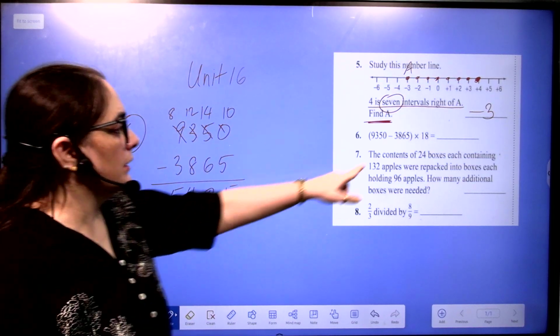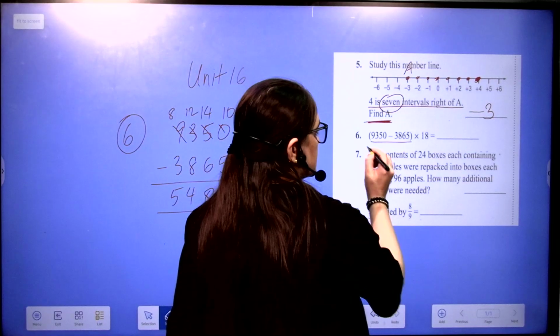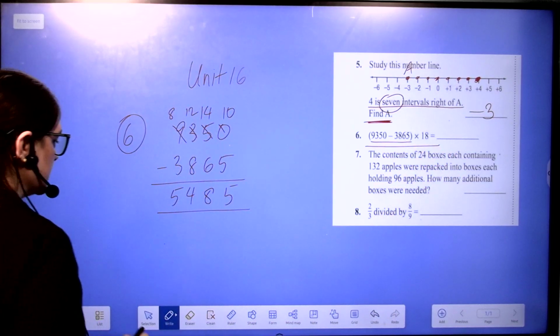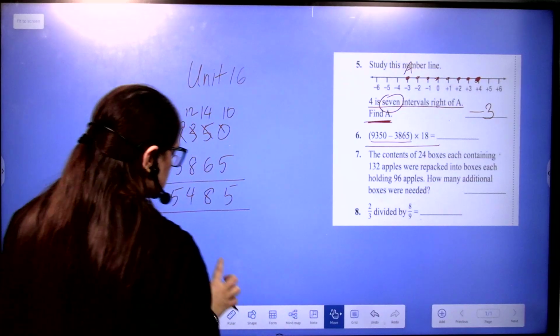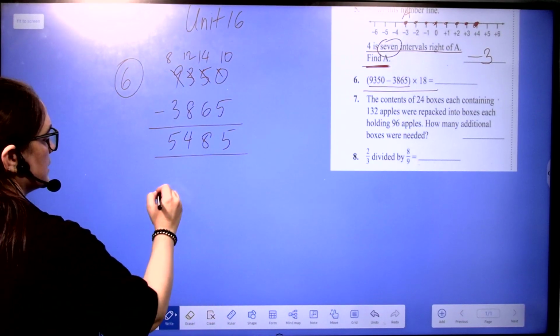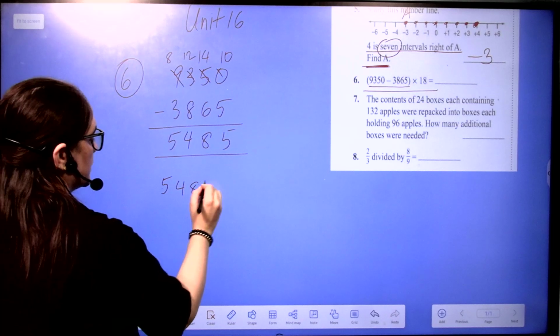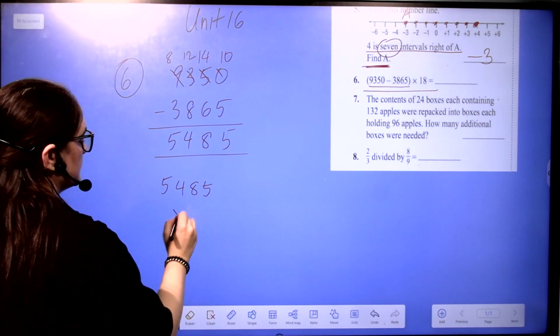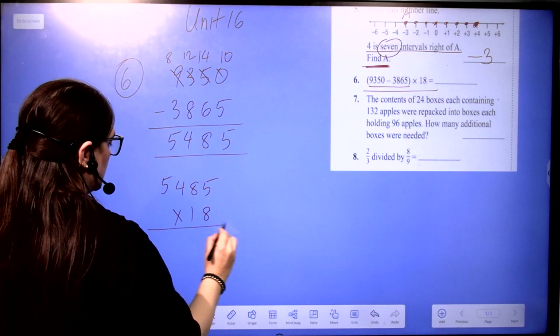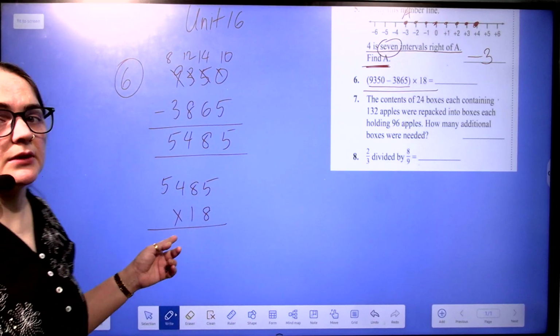Now I have to multiply it with 18. First I am subtracting, then I am multiplying. So let's see how to multiply. Let me just drag this a little up. So to the answer 5,485, I need to multiply 18. Okay, so double digit multiplication.